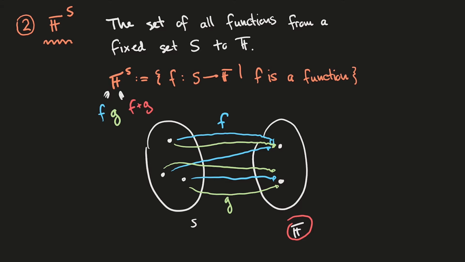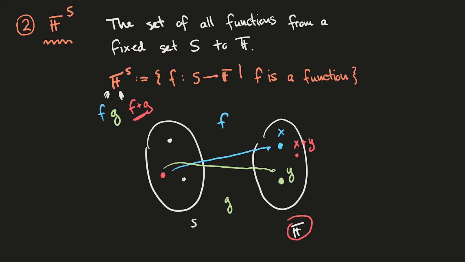So because it's a function, we need to assign each element of S an element of F. And so we'll just focus on this one element marked in red. We see that f maps this red element to this blue element, which I'll call x, and that g maps the same red element to this green element, which I'll call y. We now need to decide where f plus g should map the red element. But since F is a field, there exists an element x plus y in F, and we define f plus g in the following way. We just map this red element to x plus y.